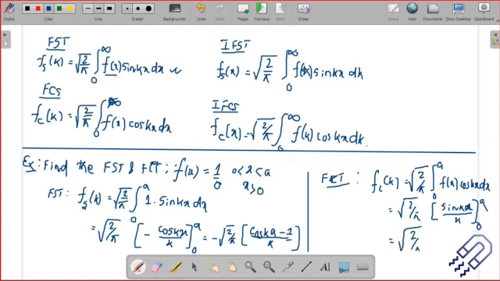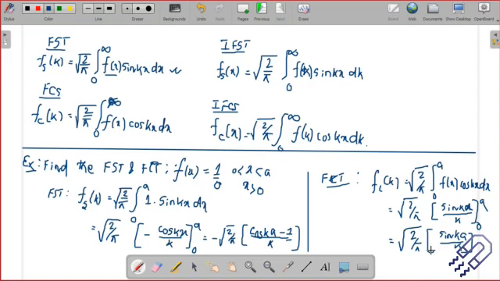Should be a root over 2 by pi. No, sorry. It should be sine. This sine of ak divided by k. That's it. So that's your Fourier sine transform and cosine transform. Okay. So that's again important.